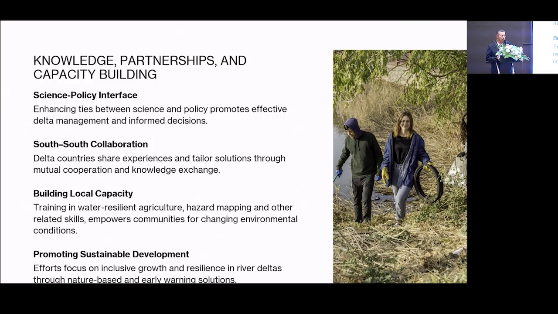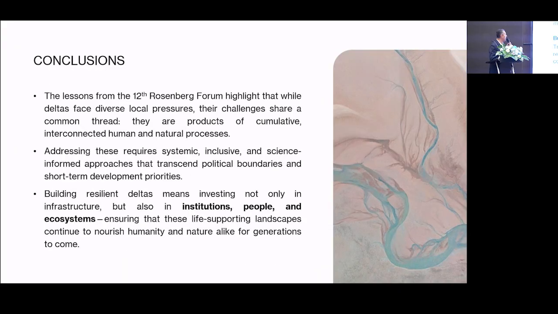Now, if we just want to have a very quick wrap-up of all these recommendations, I would say the lessons from the 12th Rosenberg Forum highlight that while deltas face diverse local pressures, their challenges share a common thread. They are products of cumulative, interconnected human and natural processes. Addressing these requires systemic, inclusive, and science-informed approaches that transcend political boundaries and short-term development priorities. Building resilient deltas means investing not only in infrastructure, but also in institutions, people, and ecosystems, ensuring that these life-supporting landscapes continue to nourish humanity and nature alike for generations to come.